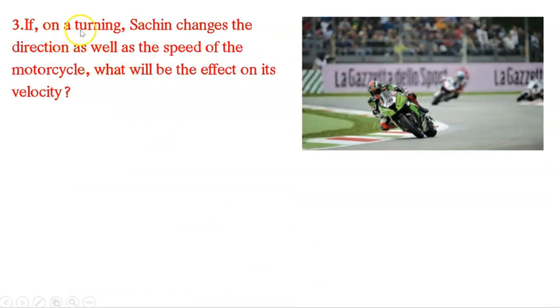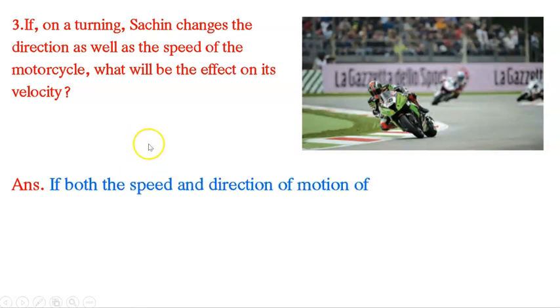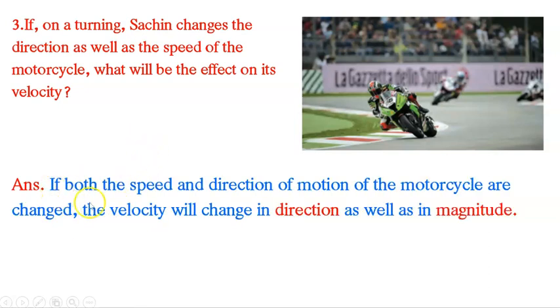If on a turning Sachin changes the direction as well as speed of motorcycle, what will be the effect on its velocity? मग या ठिकाणी स्पीडचं मॅग्निट्यूड आणि डिरेक्शन दोन्ही बदलत आहेत, therefore velocity देखील त्याची बदलणार आहे. If both the speed and the direction of motion of the motorcycle are changed, the velocity will change in direction as well as in magnitude. Okay.